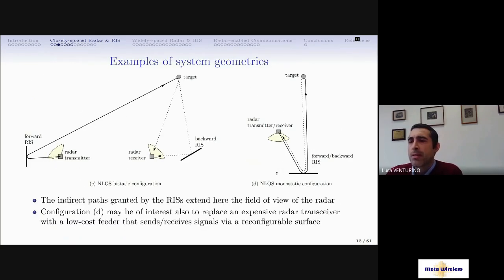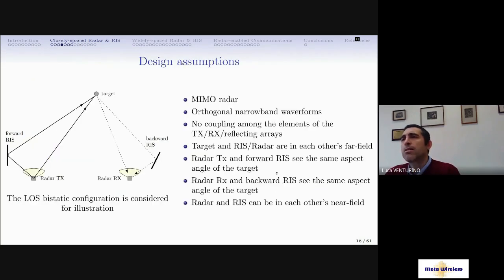Okay. So let's now get into some more details about this system scenario. From now on, I will focus on the bistatic configuration that you see here, where we have this radar transmitter, which wants to illuminate a target with the help of a forward RIS, and you have a radar receiver, which wants to listen to the echo generated from the target, with the help of the backward RIS. As I will show you later, this is the most general system configuration, and all the other configurations that we have seen before can be obtained as a special case by just tuning some of the system parameters that we are going to introduce.